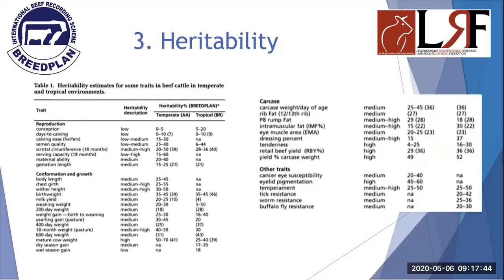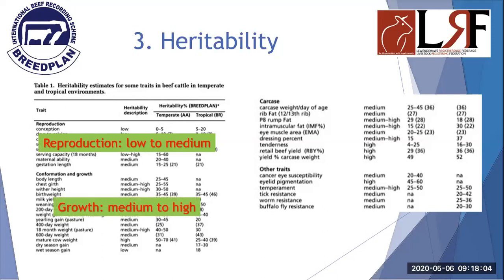Just quickly on the heritabilities of the different traits. I'm not going to go through them one by one, but normally the reproduction traits, your days to calving, etc., are lowly to mediumly heritable. Your growth traits are medium to highly heritable, and your carcass traits are also medium to highly heritable.